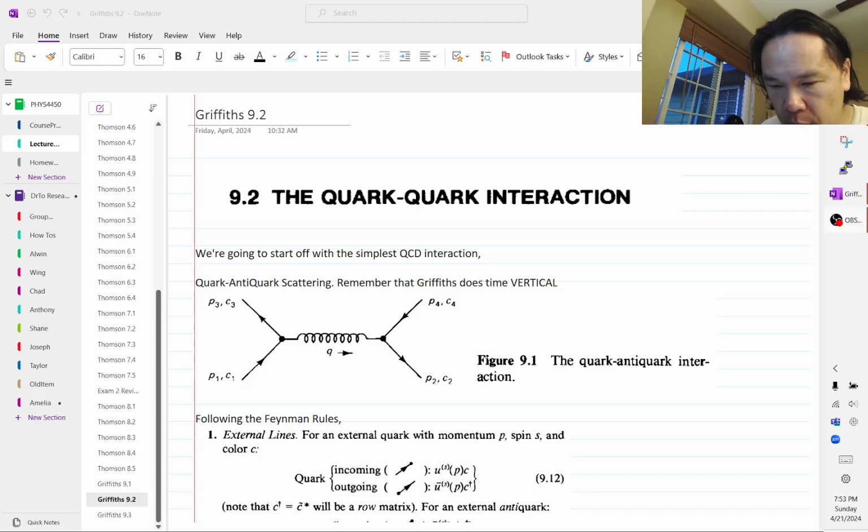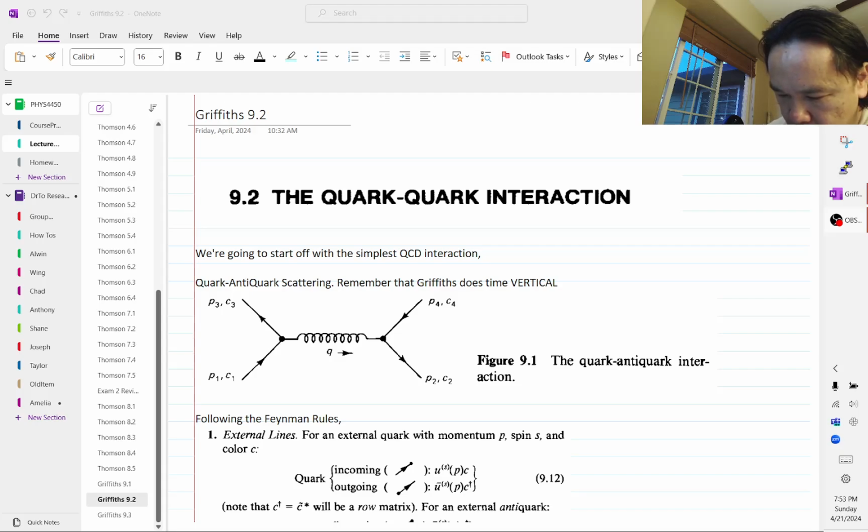Hi everyone. So now we're going to move on to Griffiths 9.2, where we're going to actually apply the Feynman rules for quantum chromodynamics. Okay, and we're going to start off with the simplest version first.